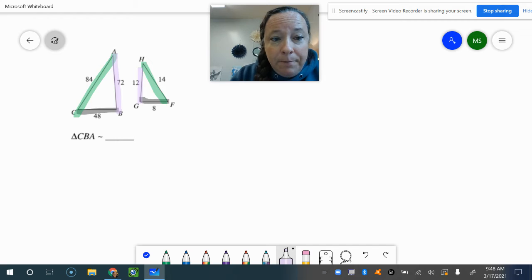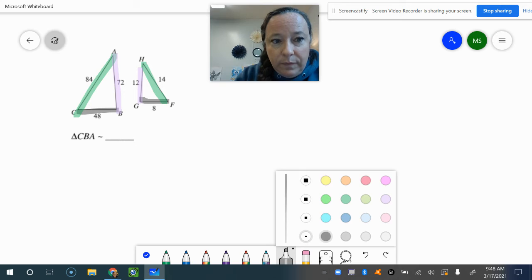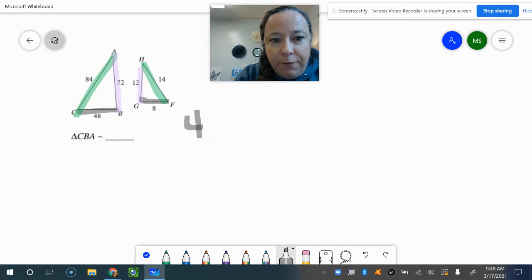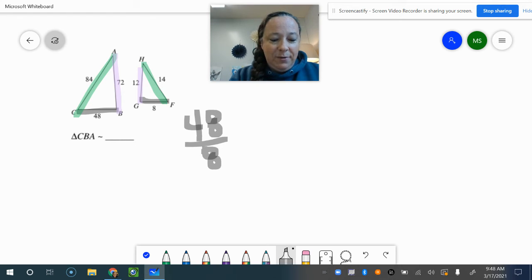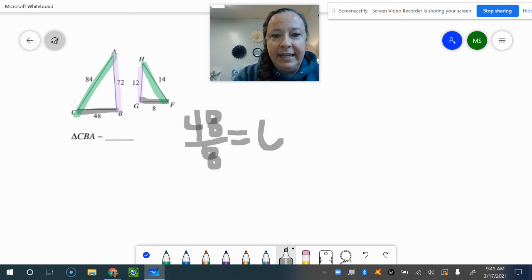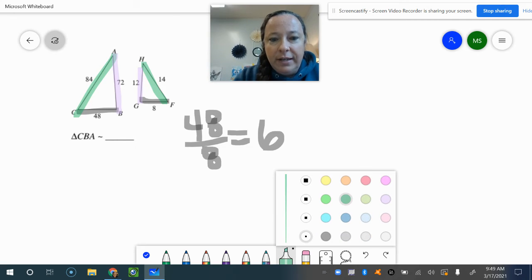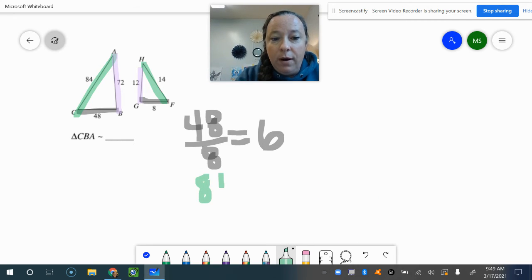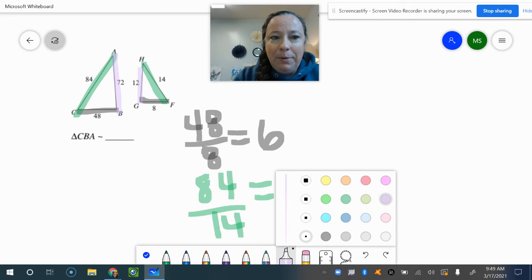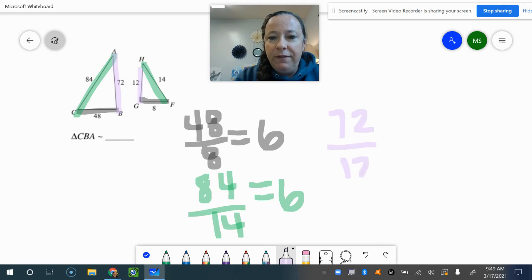I'm going to check the 48 over 8, so CB to GF. 48 over 8, and I'm going to type that in my calculator, which is a nice, pretty 6. Then in green, I would need to do 84 over 14. And I get 6, so it's looking good. Then in purple or lavender, I'm going to do 72 over 12. I have to follow suit, and I get 6.